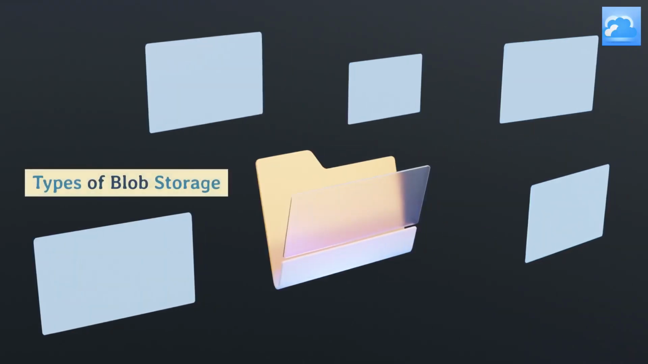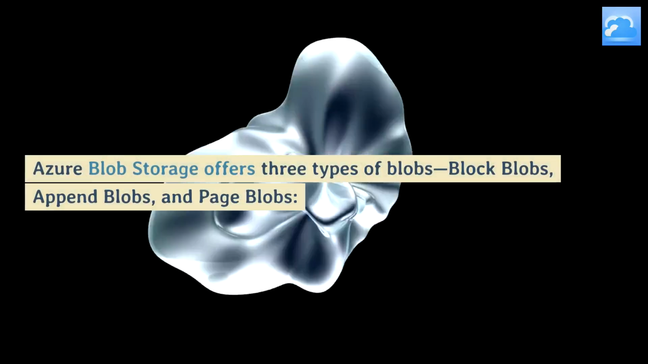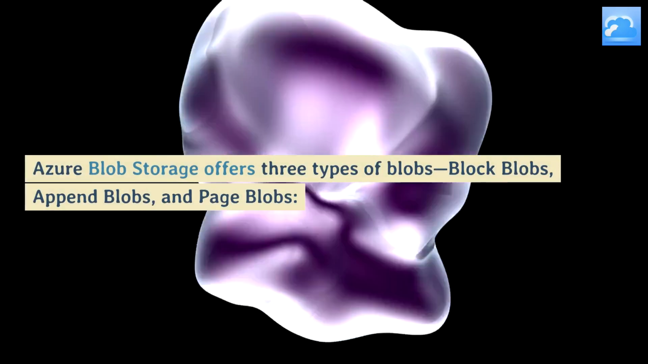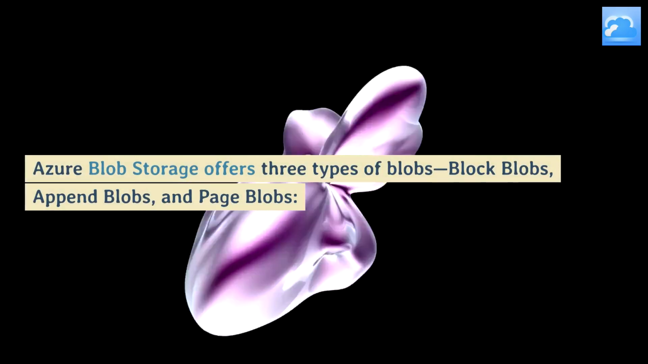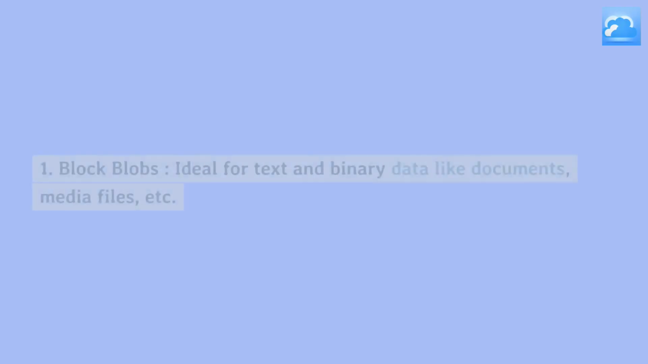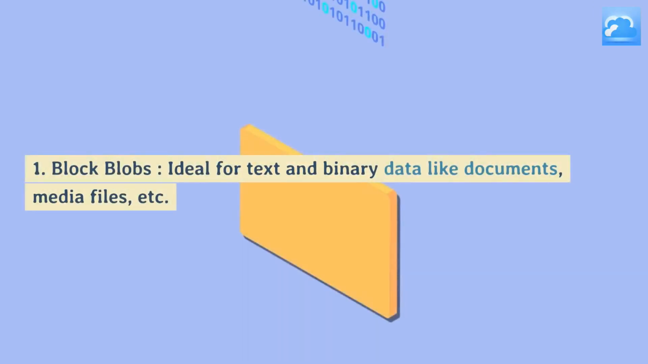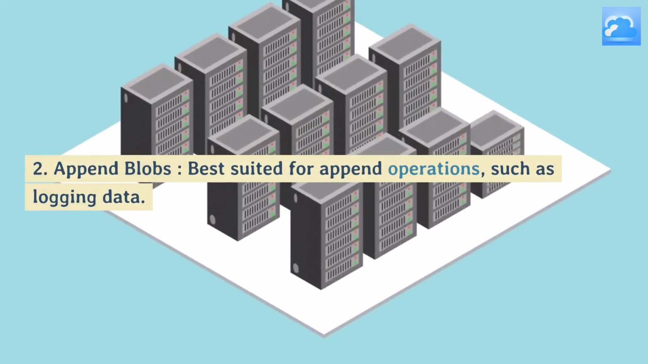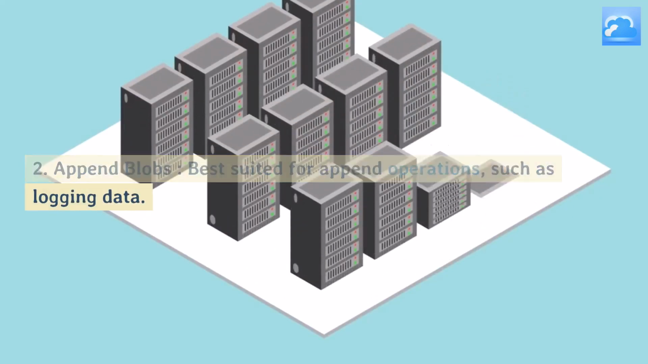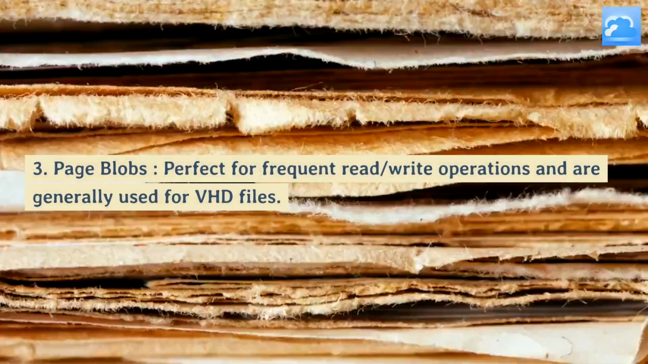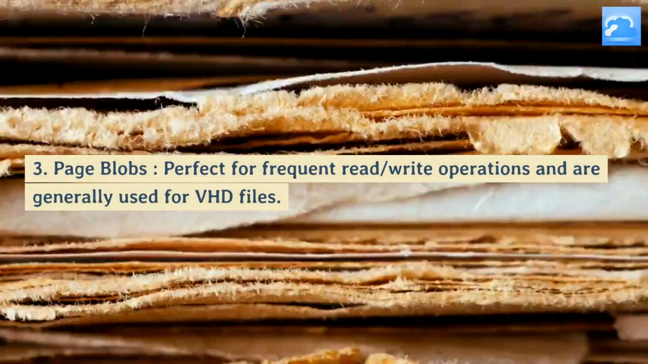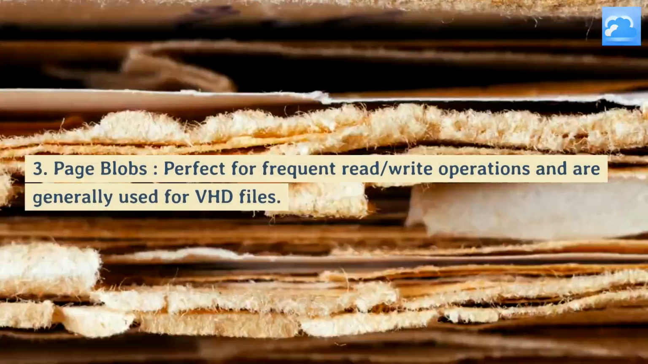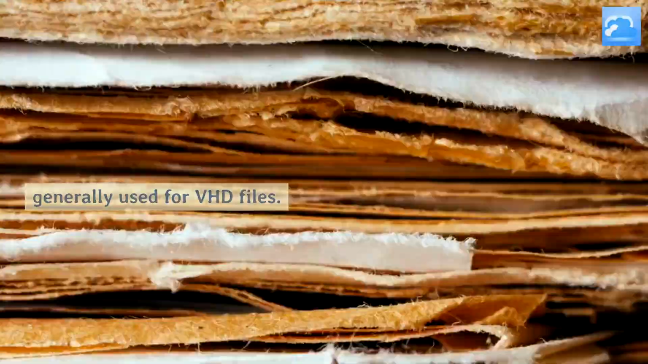Types of blob storage. Azure Blob Storage offers 3 types of blobs: block blobs, append blobs, and page blobs. 1. Block blobs, ideal for text and binary data like documents, media files, etc. 2. Append blobs, best suited for append operations, such as logging data. 3. Page blobs, perfect for frequent read/write operations and are generally used for VHD files.